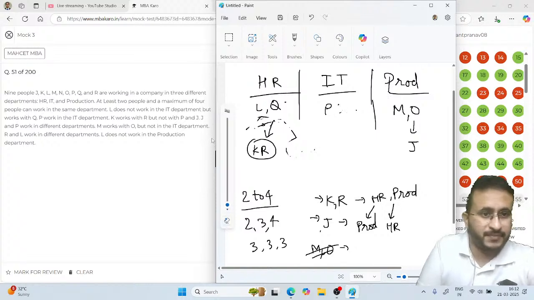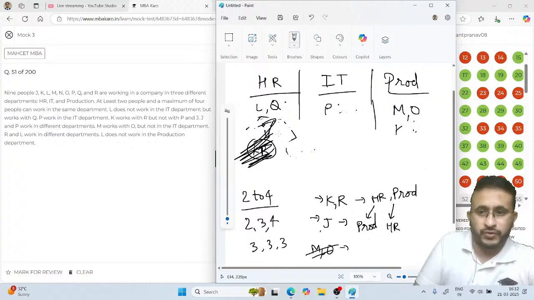R and L work in different departments. So R and K will not come in here. R and K will come here. So R and K will be here, and then J works in this department. So 3, 4, and 2 people.